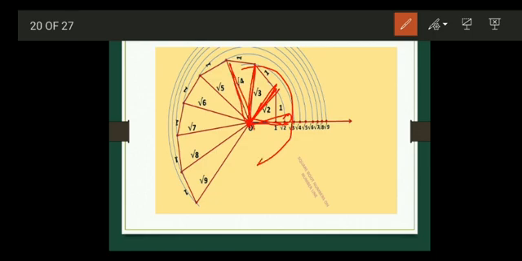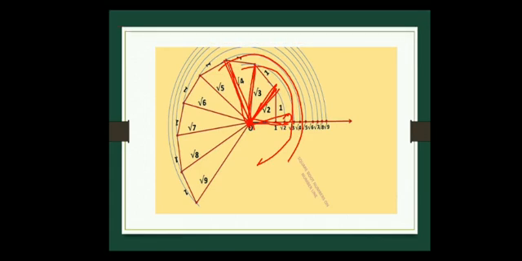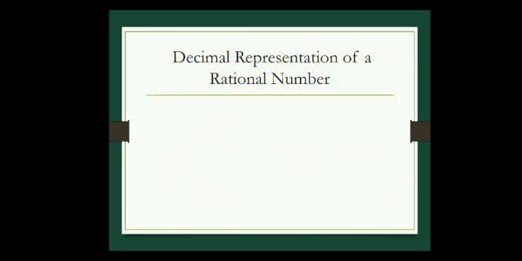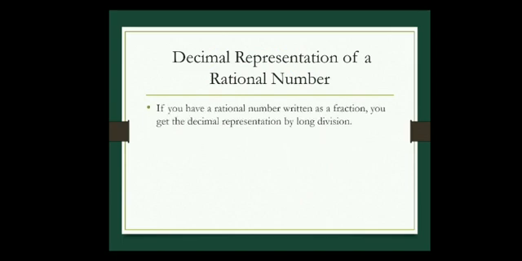Now take this distance in your compass and draw an arc or circle. You will get root 4. Okay. Similarly, you can find all the root 8, root 9, root 10, root 11 like that. So this is how we will represent irrational numbers on the number line. Okay. Now we'll move to decimal representation of a rational number. How can we do that? Suppose if you have a rational number in form of fraction, that is p by q, by long division method you will get the decimal representation.